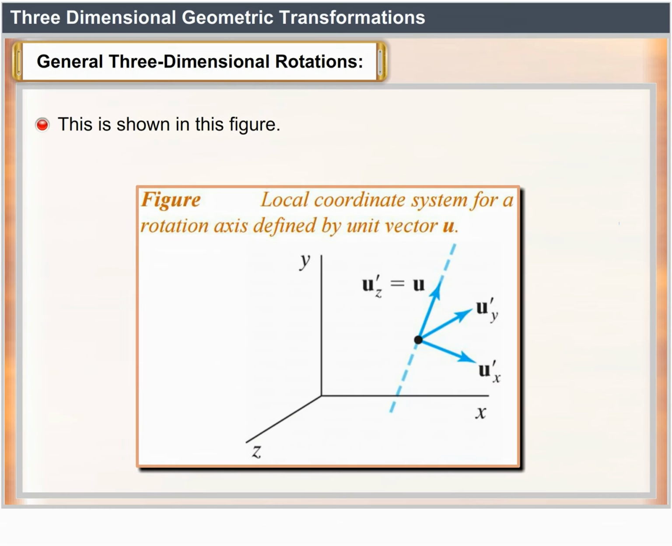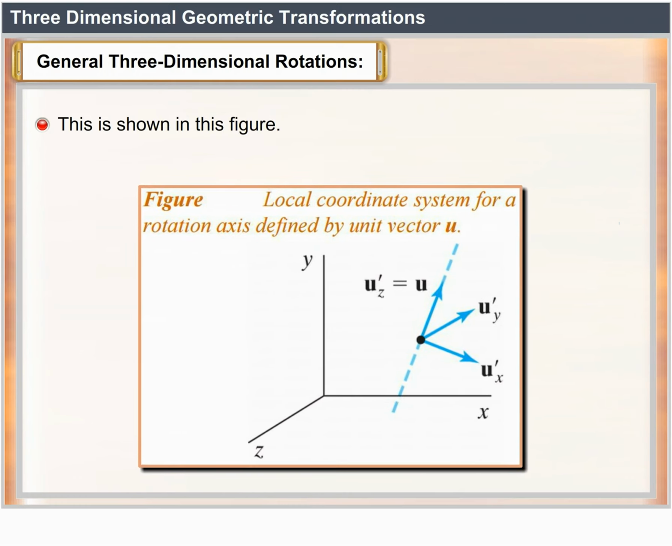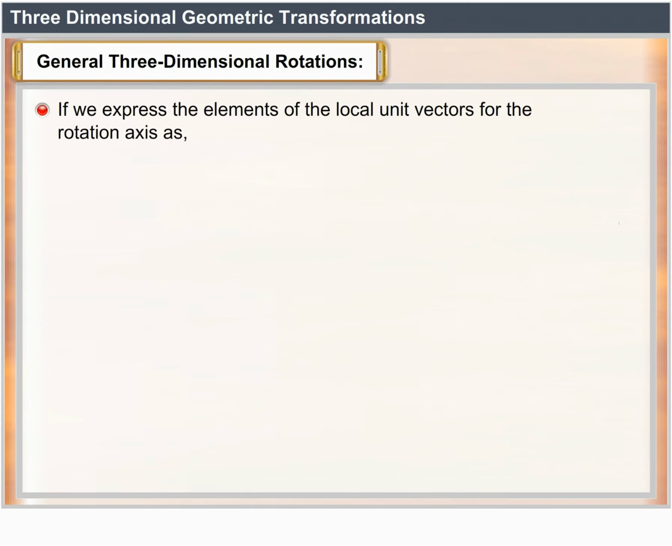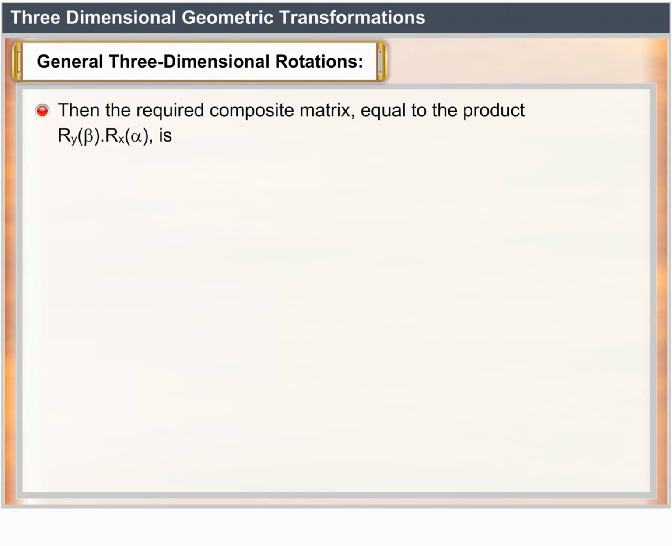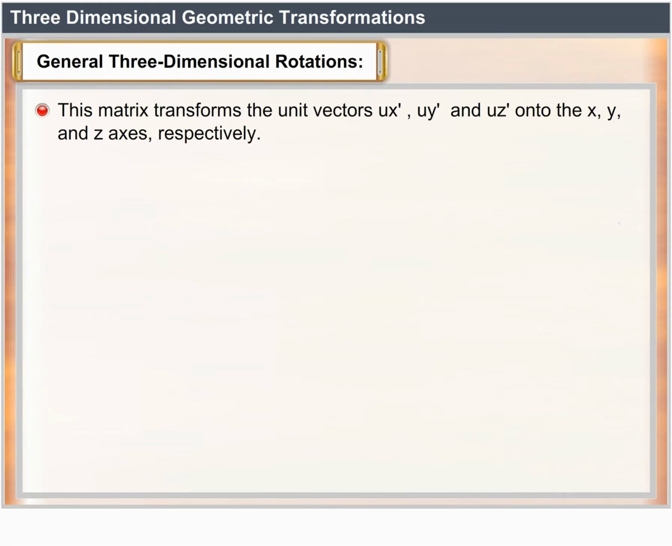If we express the elements of the local unit vectors for the rotation axis as ux' equals (ux'1, ux'2, ux'3), uy' equals (uy'1, uy'2, uy'3), uz' equals (uz'1, uz'2, uz'3), then the required composite matrix equal to the product Ry(beta) Rx(alpha) is as shown below.